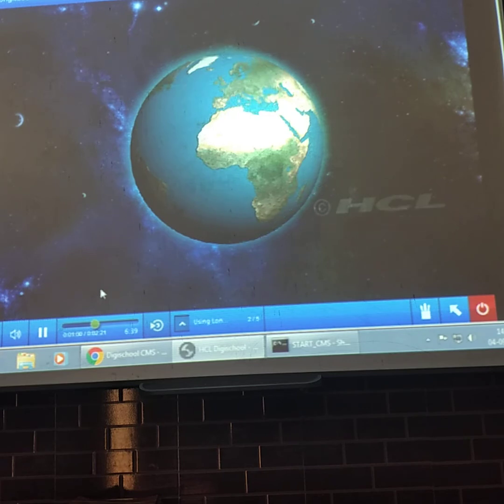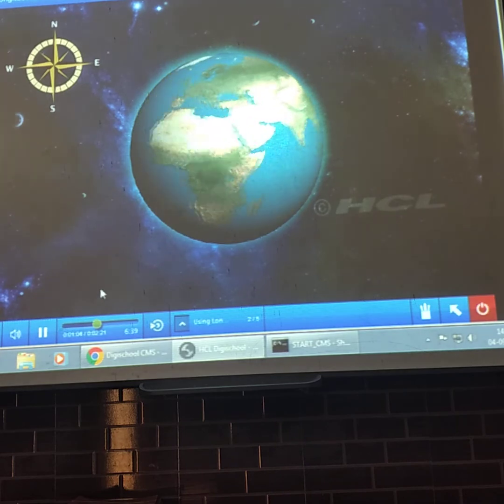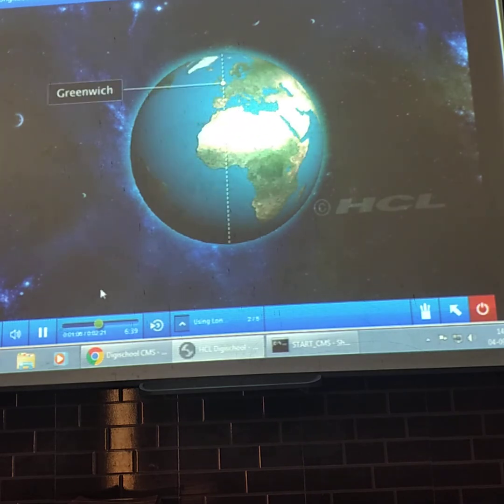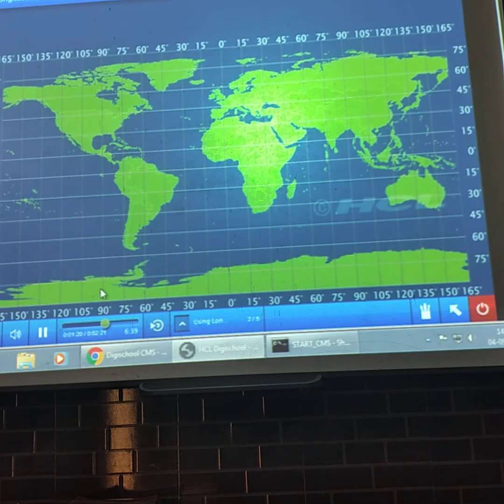Since the Earth rotates from west to east, the local time of places to the east of Greenwich will be ahead of Greenwich time, while the local time of places to the west of Greenwich will be behind Greenwich time. Let us take an example to understand this better.